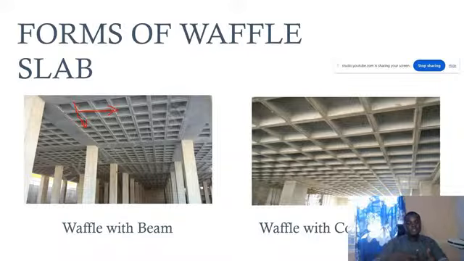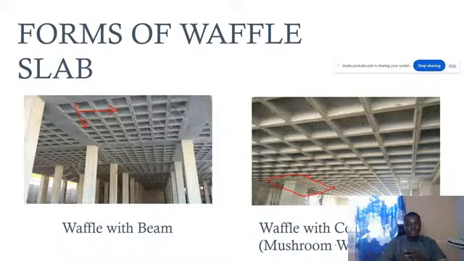And then another reason is for this second one, since it is supported directly by column, at the column capital region here, you need to check for punching shear. But for the first one, since it is supported by beam, there's no need for you to check for punching shear. Another name for this is the mushroom waffle. So you can call it waffle with column capital or the mushroom waffle. So these are the two forms of solid waffle slab that we have.